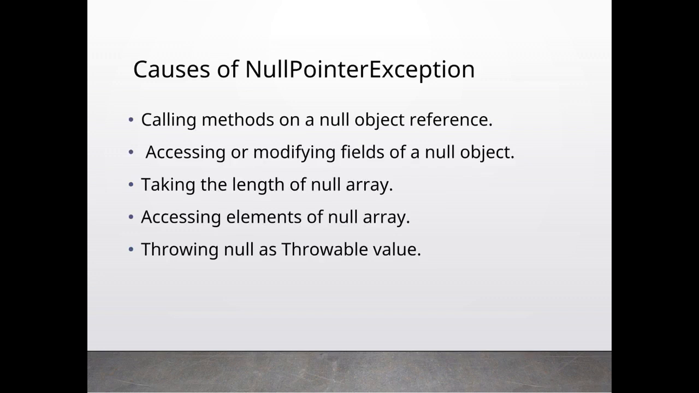Here are some common cases where a null pointer exception can occur: calling methods on a null object reference, accessing or modifying fields of a null object, taking the length of a null array, accessing elements of a null array, throwing null as a throwable value. So in short, all these cases happen because we are treating null like a real object, but it's not.